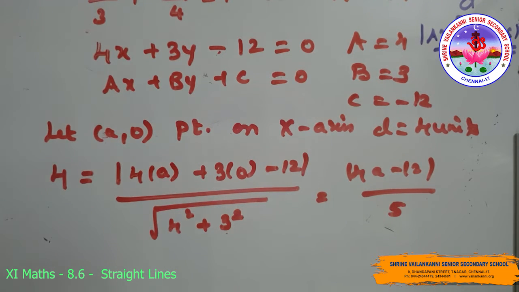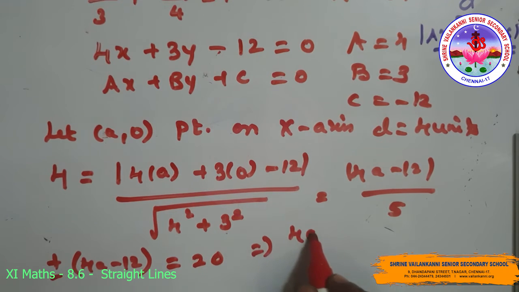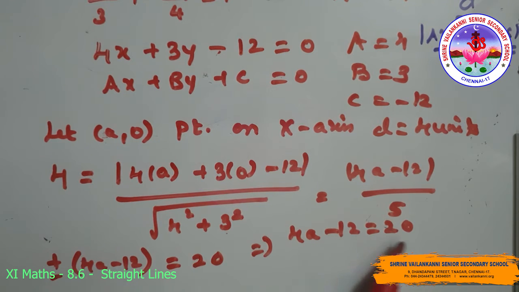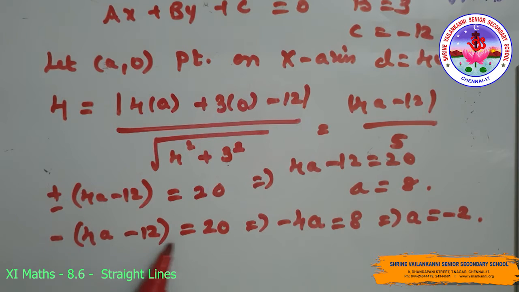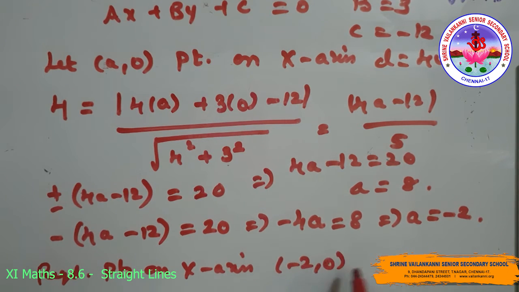So we get plus or minus (4a - 12) equals 5 into 4, which is 20. So 4a - 12 equals 20, 4a equals 20 + 12 which is 32, a equals 32 by 4. We get a equals 8. Minus of (4a - 12) equals 20 which gives -4a equals 8, a equals -2. Then the required points on the x-axis are (-2, 0) and (8, 0).